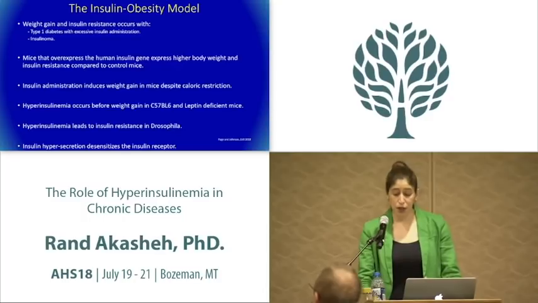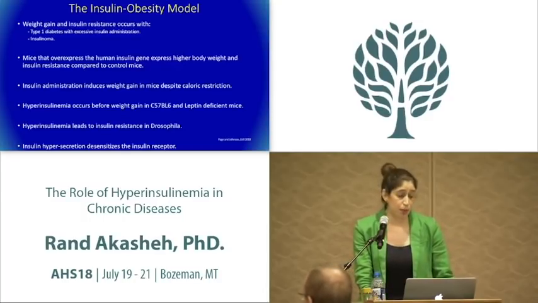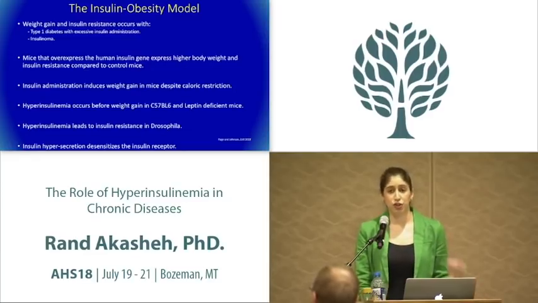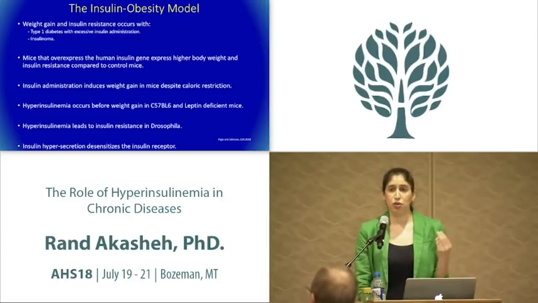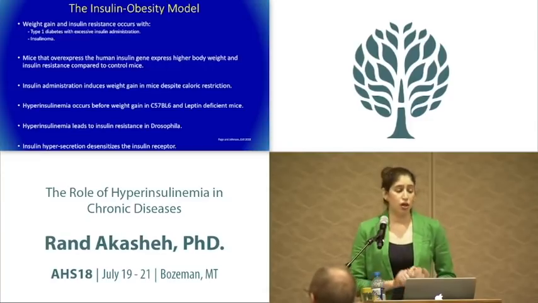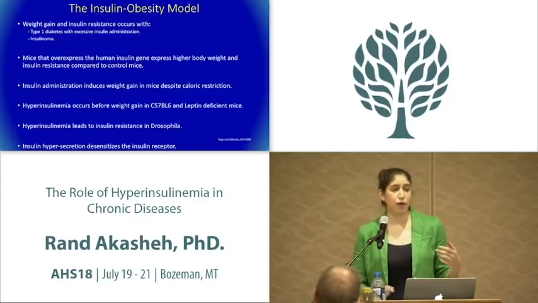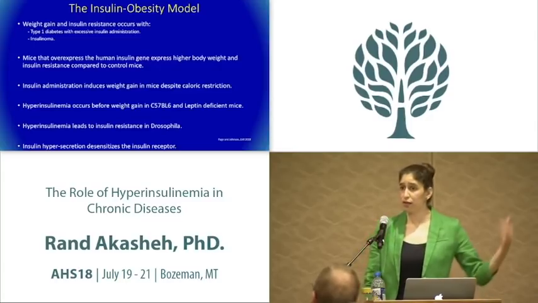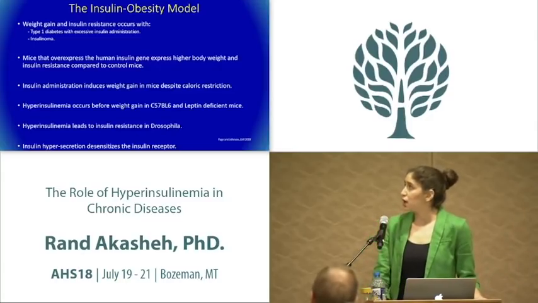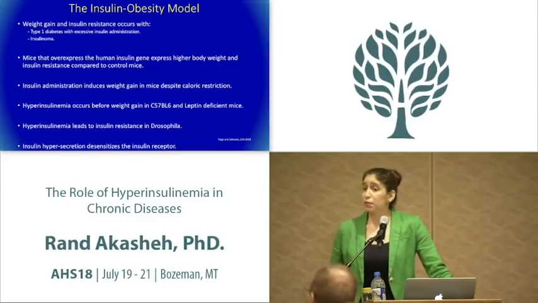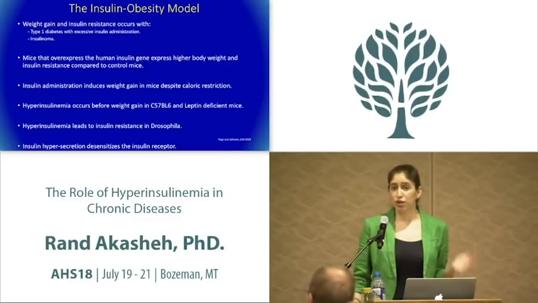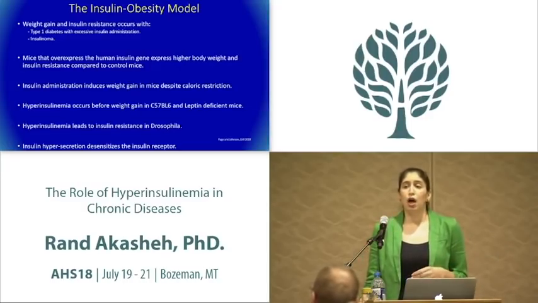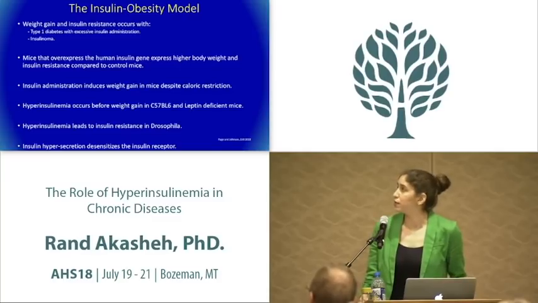And there have been very neat animal models, like mouse models, that genetically modify the mouse and insert the human insulin gene into it. If this insulin gene is simply overexpressed, it will lead these mice to be more insulin resistant and more obese compared to the control mice that didn't have an overactivation of this gene. So this is further evidence that the problem can start with hyperinsulinemia. And insulin administration by itself in mice induces weight gain despite their caloric restriction. That means it's not all about caloric restriction. Excess insulin can actually oppose the attempt to lose weight.